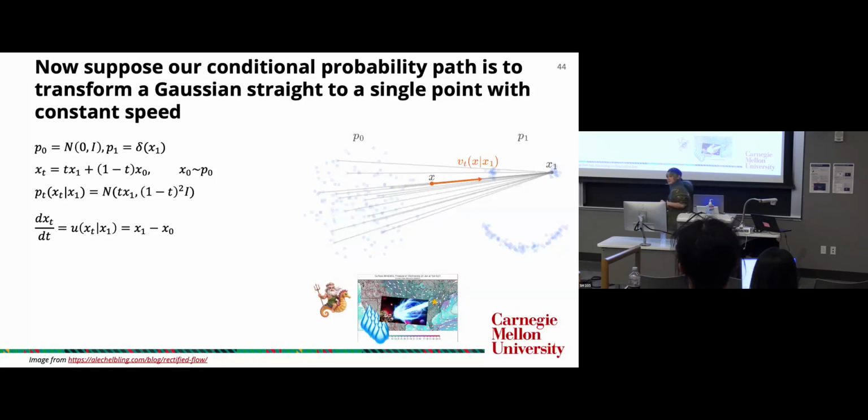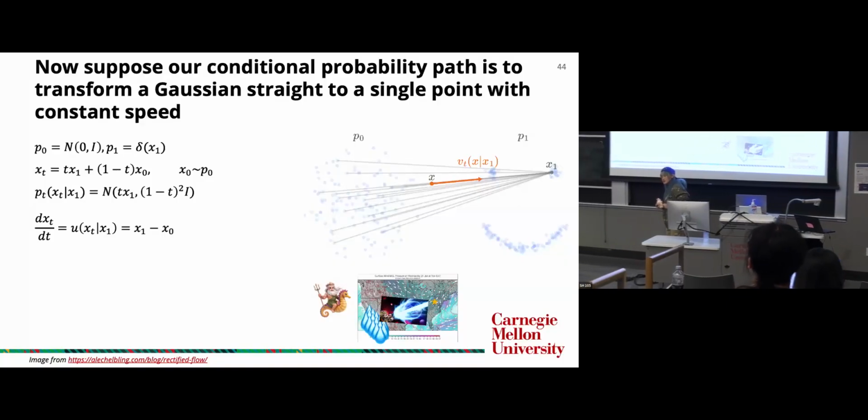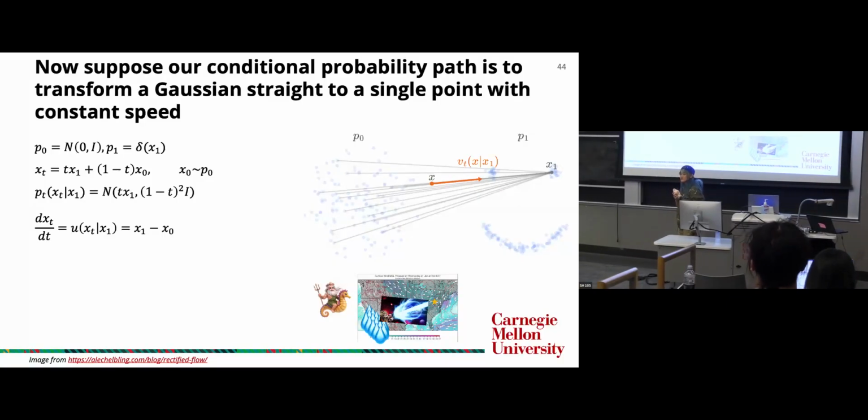Yeah? First question, us parameterizing it as this linear combination, that fact is not used in any of the other derivations, right? No. This is what we chose. This is a design choice. So this is generalizable to any kind of path.